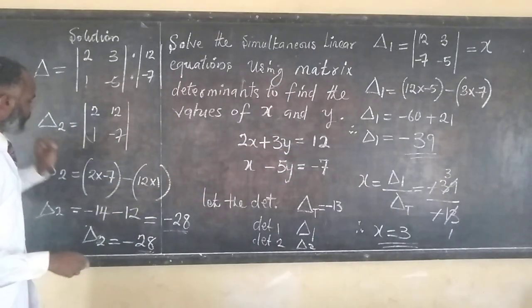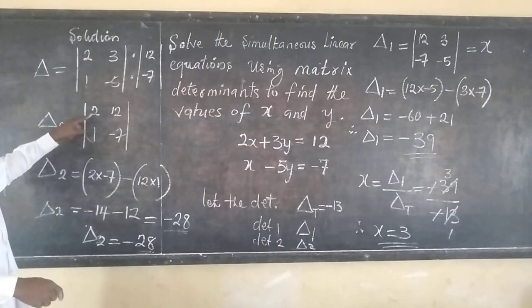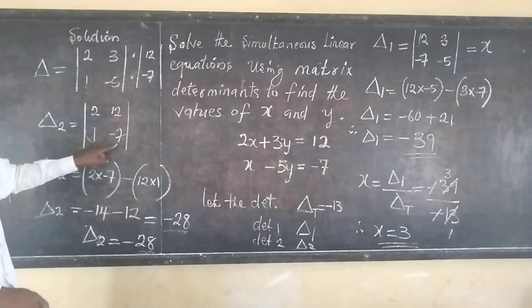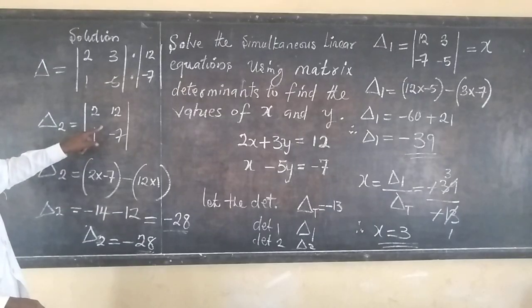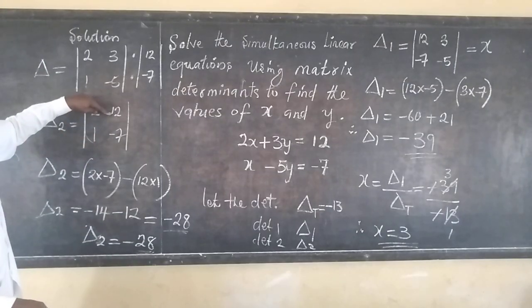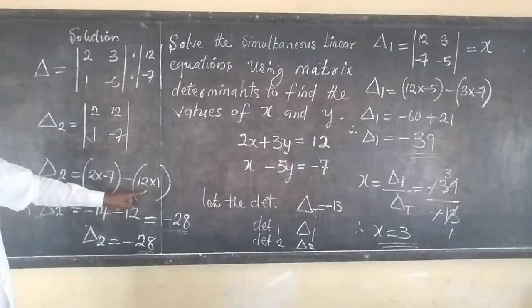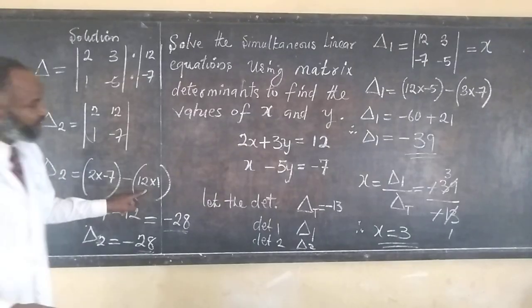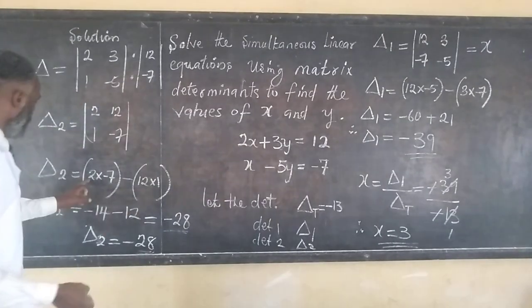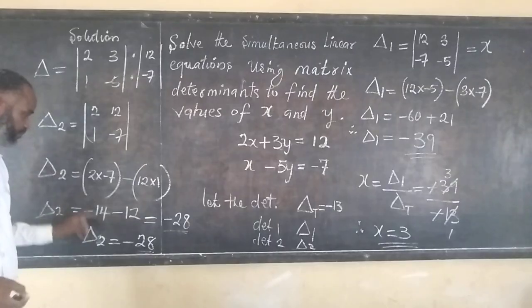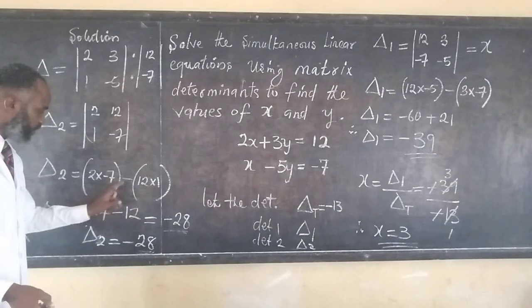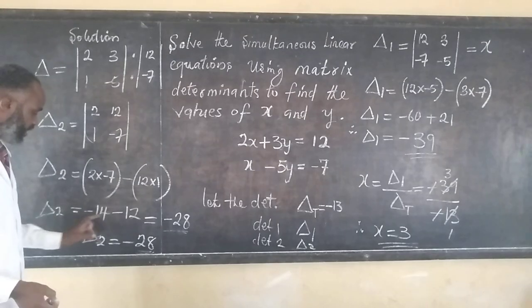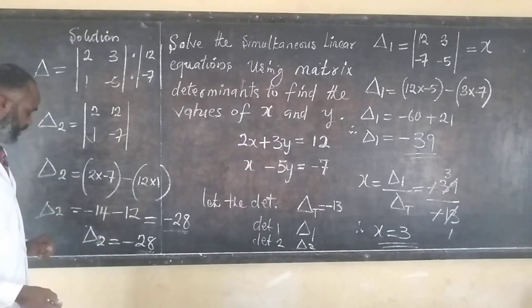That is this. So let's check 2 times minus 7. That's this, minus 14. And then 12 times 1. And that's this. Okay, we don't have anything there, right? 2 times 7 is 14, minus 14. And then 12 times 1 is 12. By this minus, we have this. And this will give us minus 28.